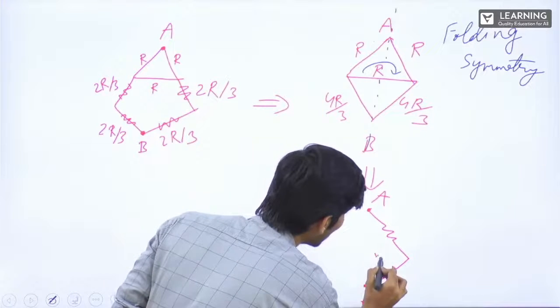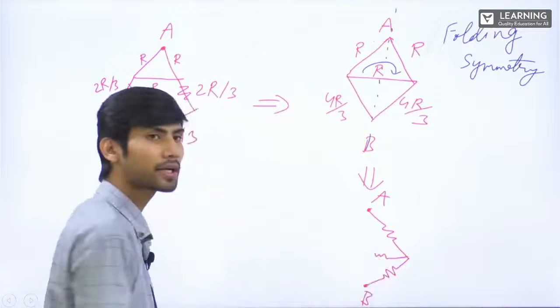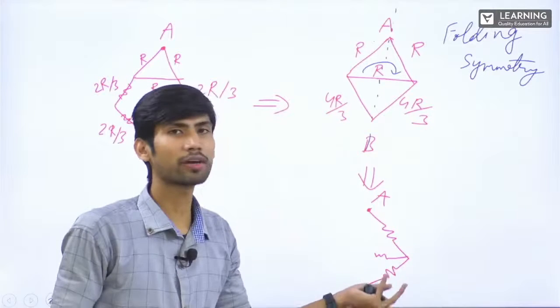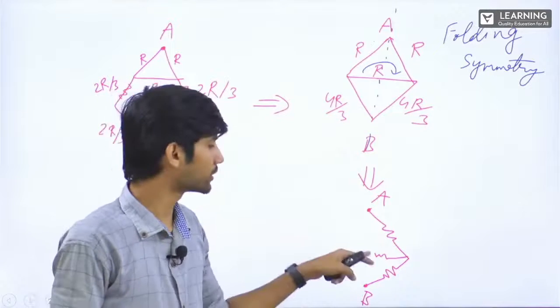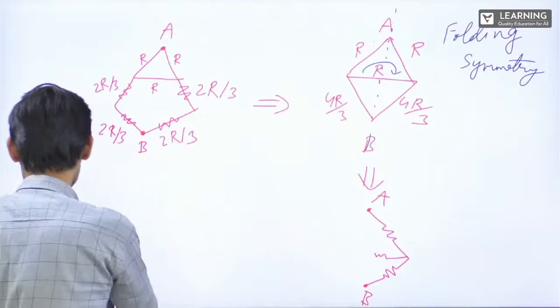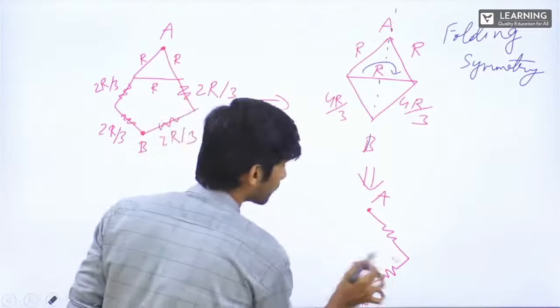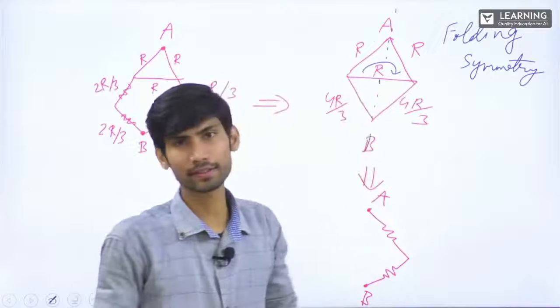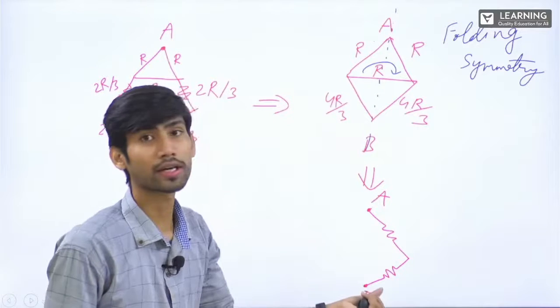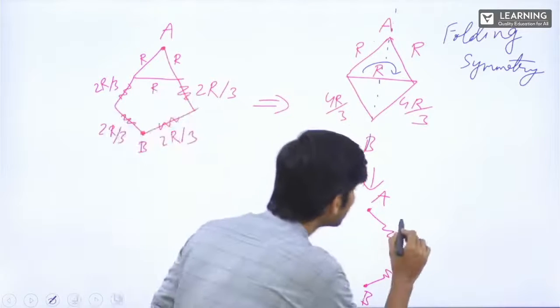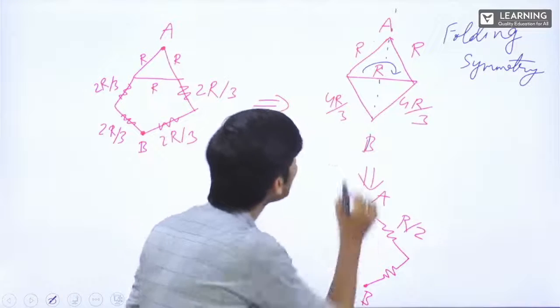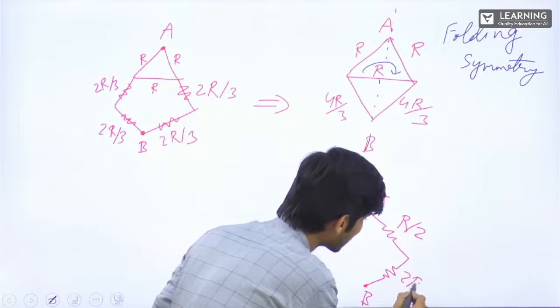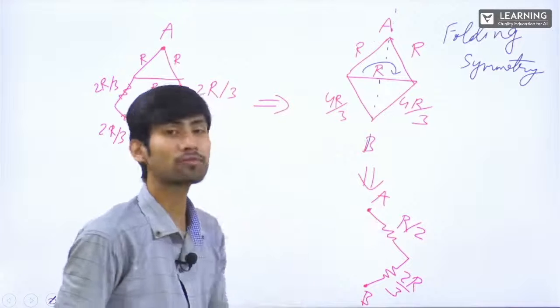This resistance will become half and it will not be connected anywhere. So this is like a half wire which is hanging, right? So this is senseless. We don't have to draw this one, this half. Whenever there will be a half wire, that is senseless, because it is not connected anywhere. So now this will become R by 2 and this will become 2R by 3. Correct? The resistances will become half.